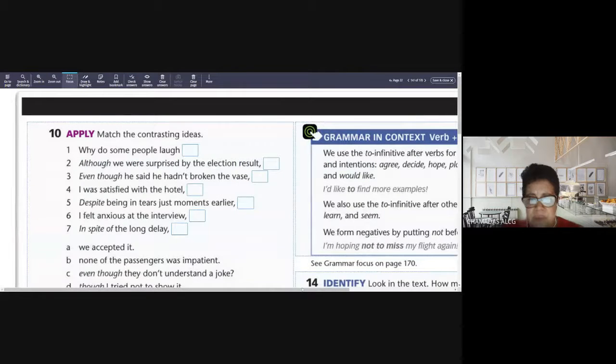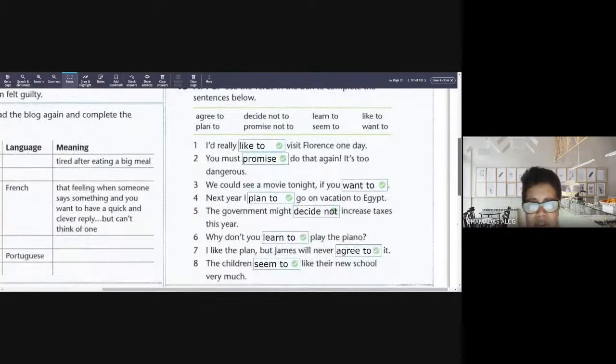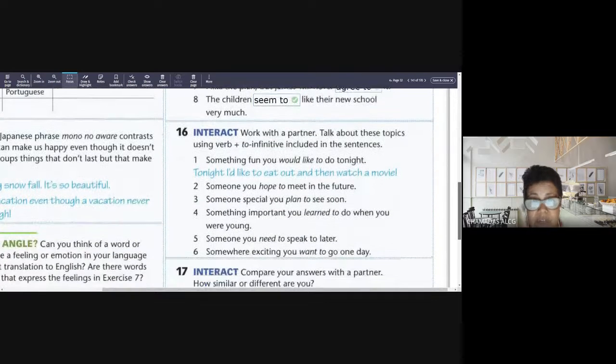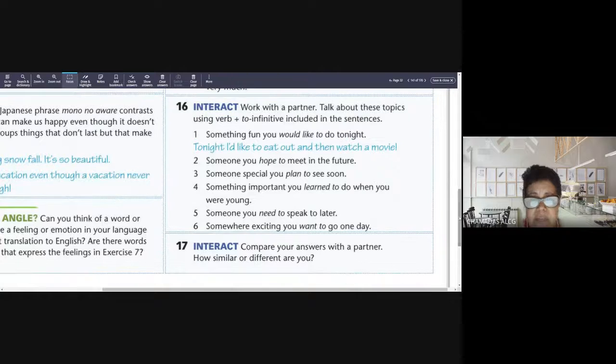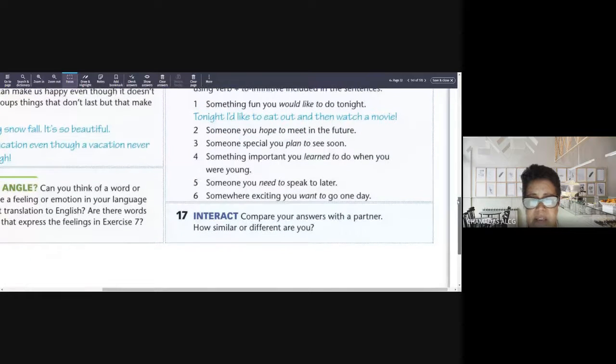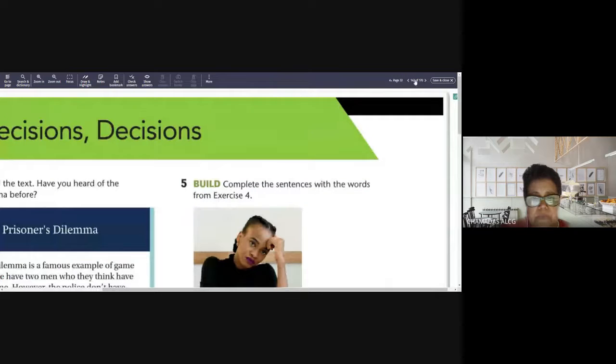Okay, guys, after that, you have a lot of opportunities to practice using infinitive. You can even practice this exercise making some sentences, writing some sentences, okay? Something fun you would like to do, someone you hope to meet in the future. There are many ways for you to practice that. So let me just disable this here.